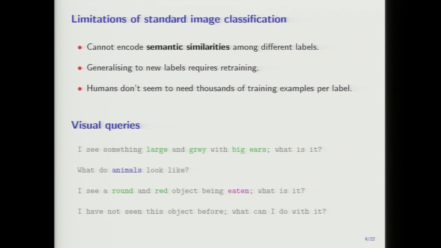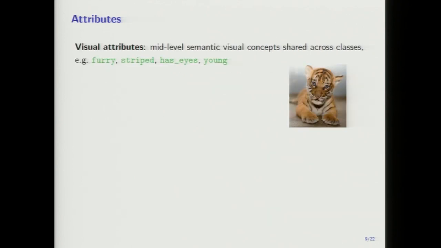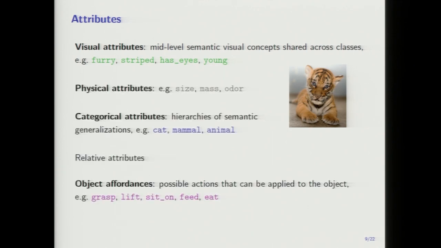To answer these sorts of questions, you can look at what are called attributes, or visual attributes. These would be semantic concepts like, the image there on the right is furry and striped and has eyes and it's young and so on. And then you can also have other things like physical attributes, categorical attributes, so this hierarchy of classes. You could also have relative attributes, so you can say that this tiger is more striped than I am.